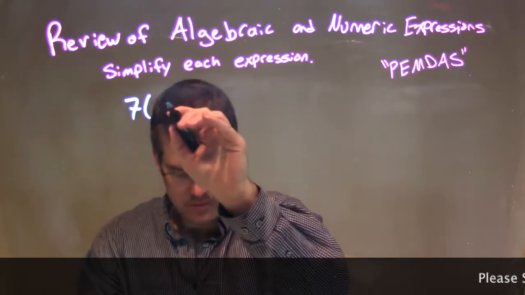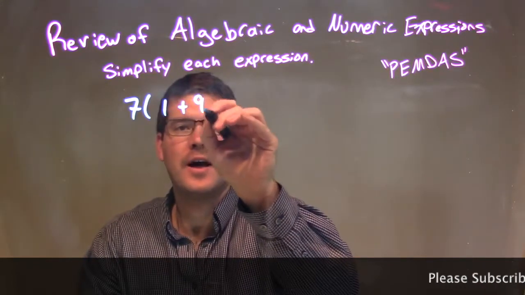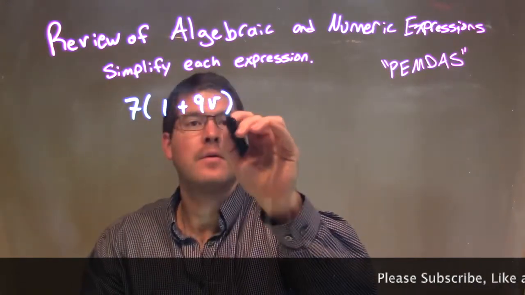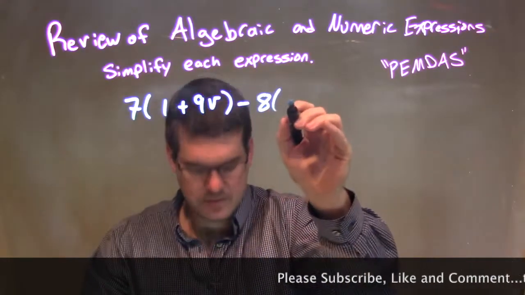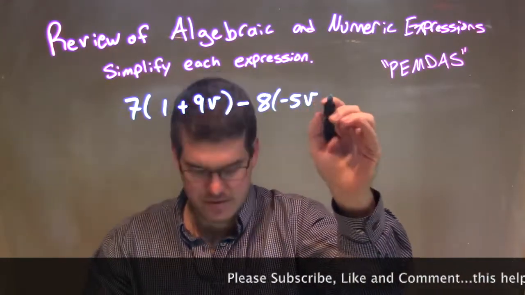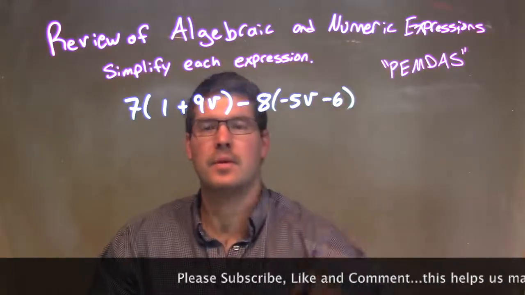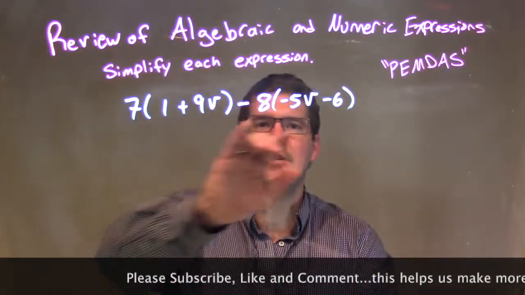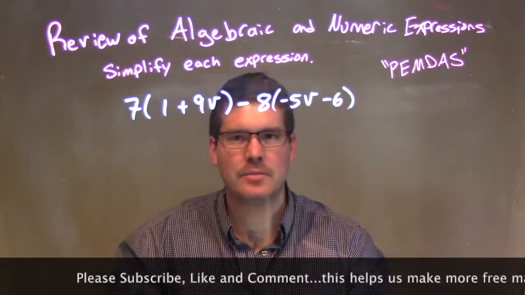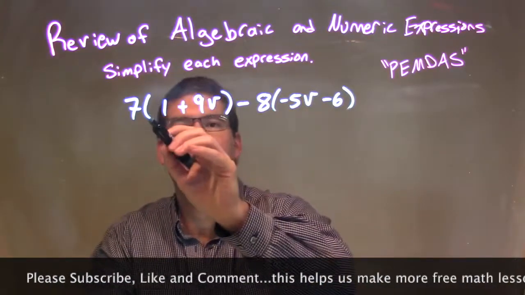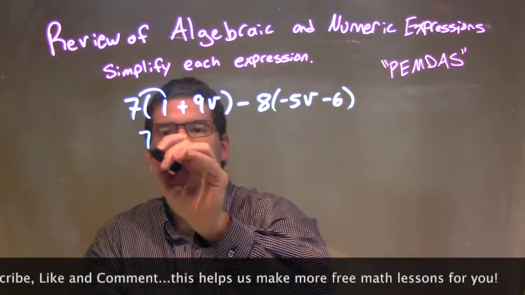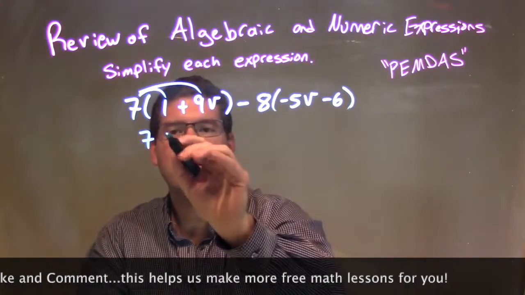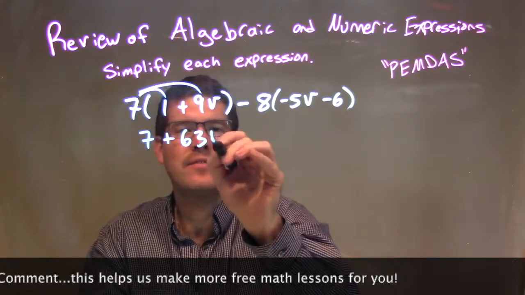7 times (1 plus 9b) minus 8 times (negative 5b minus 6). Well, since within each parenthesis I don't have any like terms, I look to what's outside of it. We see a lot of multiplication. So I'm going to distribute 7 times 1 to be 7, and 7 times 9b to be 63b.